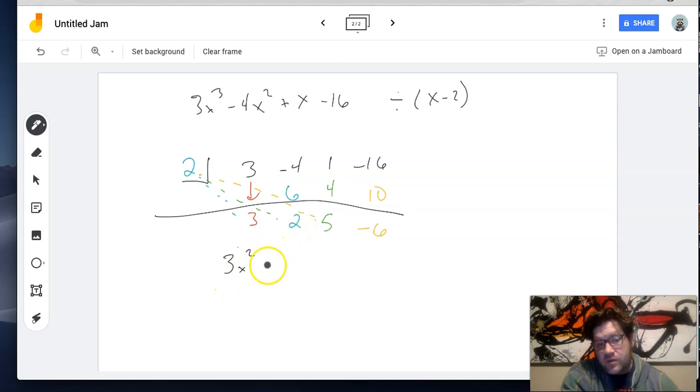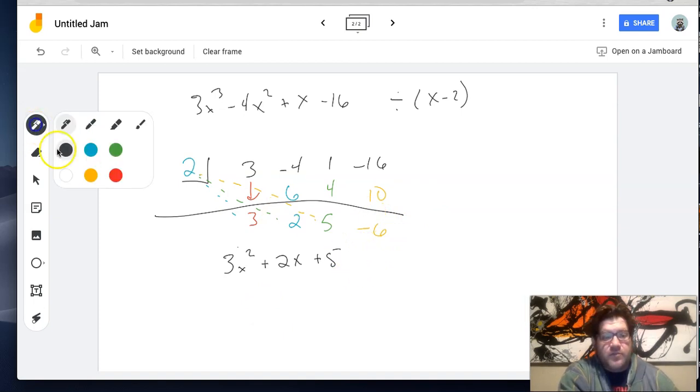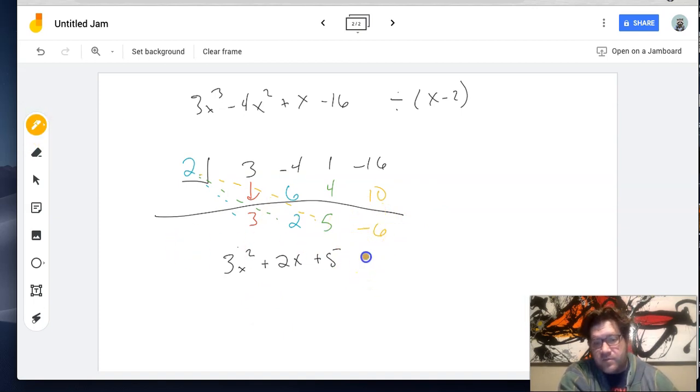I have a 2, plus 2x, dropping it down an exponent. I have a 5, drop it down an exponent, right? And if you had no remainder, that'd be your new equation. Done. But we do have a remainder, so the way the remainder works, it's really annoying. You take this number, negative 6, and you put it over whatever you divided by, over x minus 2. And that's your answer. So let's go back to the worksheet to see what they were asking.